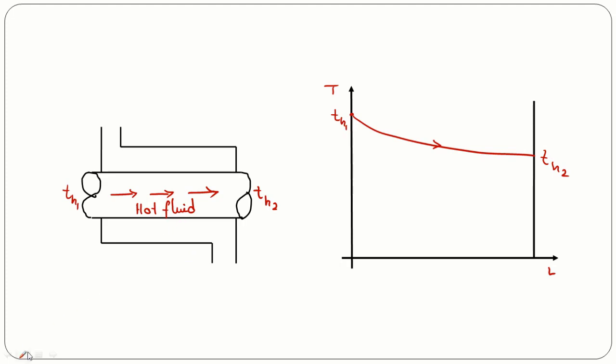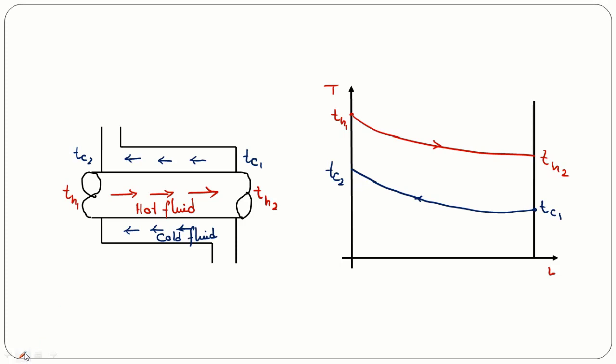Now, let us consider the cold fluid is flowing in the direction opposite to that of the hot fluid, because this is a counterflow heat exchanger or counter current heat exchanger. So, the cold fluid is flowing in this particular direction and the cold fluid inlet temperature is TC1 and exit temperature is TC2. Now, TC1 we need to consider here. As this is moving in this direction, it will absorb heat from the hot fluid. As a result of that, the cold fluid temperature increases and hot fluid temperature decreases. So, this is TC2 here.